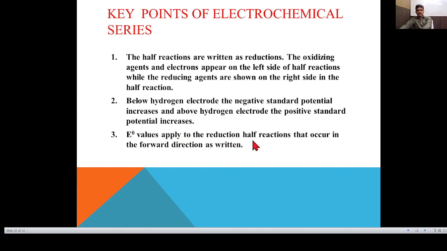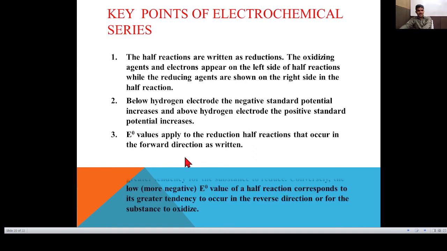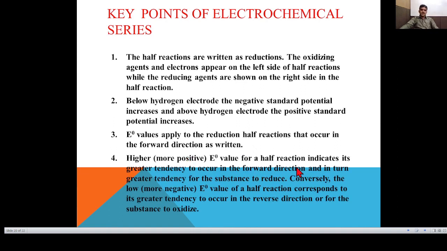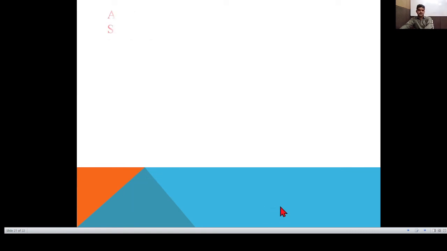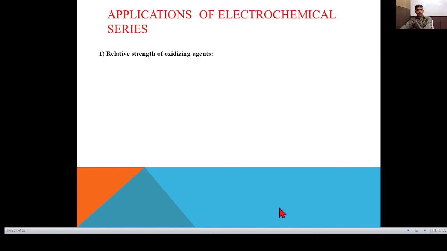E0 values apply to the reduction reaction, which is written in the forward direction. A higher potential half reaction indicates a greater tendency to occur in the forward direction and in turn a greater tendency for the substance to be reduced. An E0 value of a half reaction corresponding to a greater tendency to occur in the reverse direction is for a substance to oxidize. What are the applications of the EMF series?